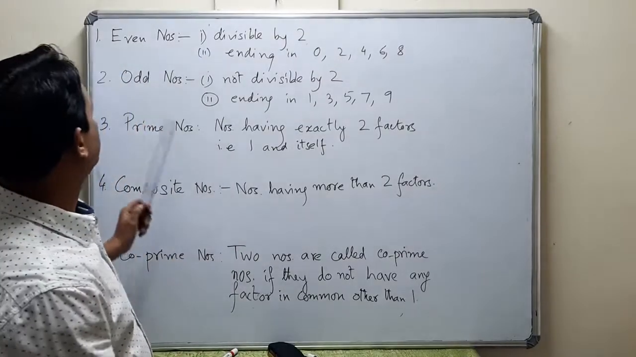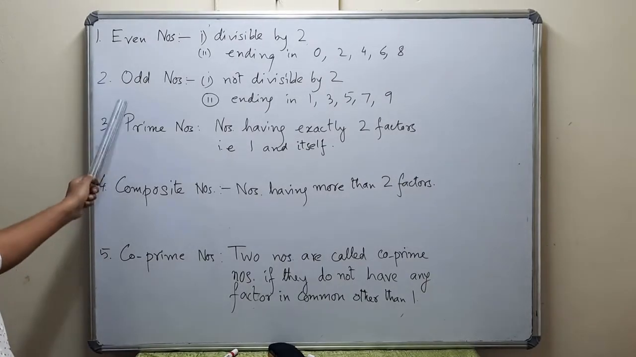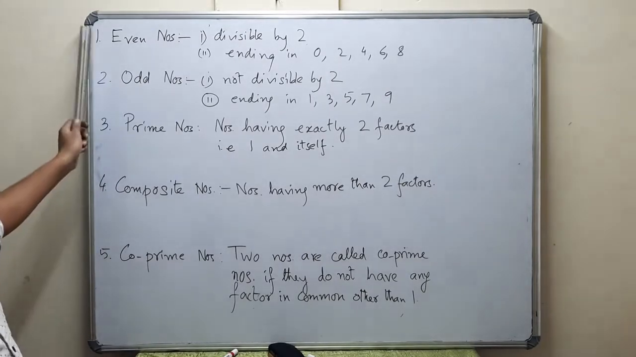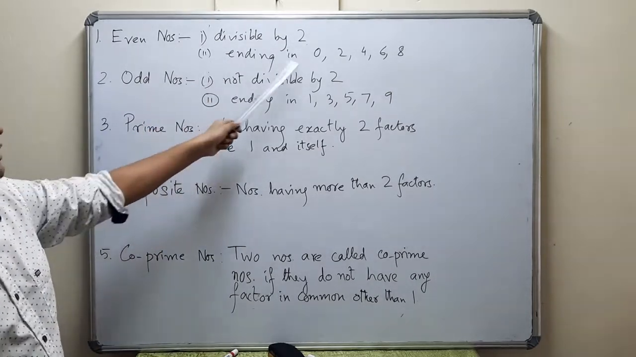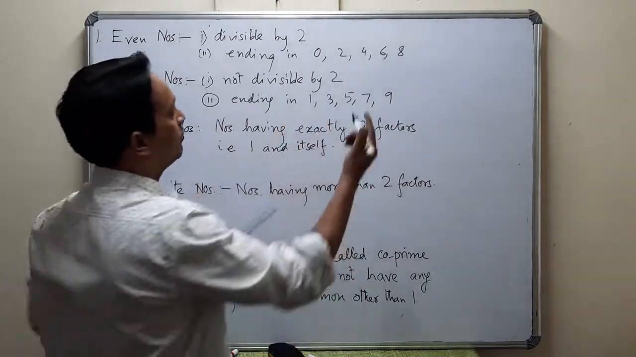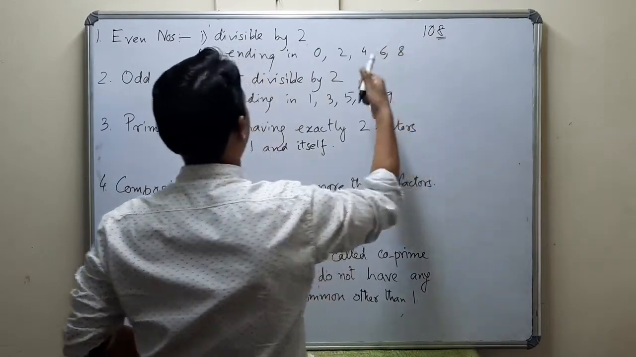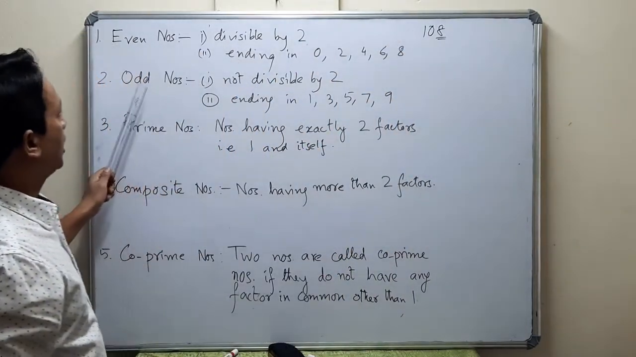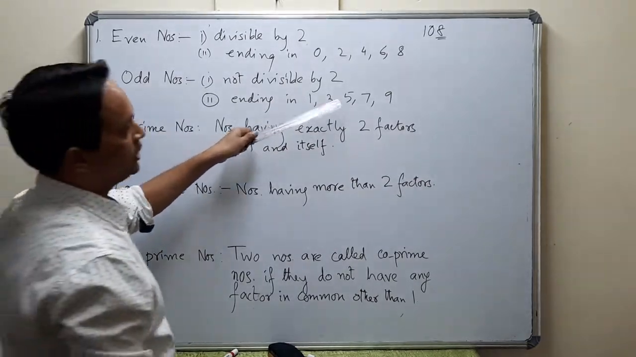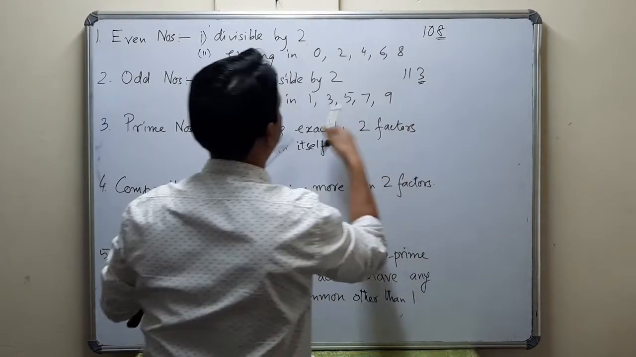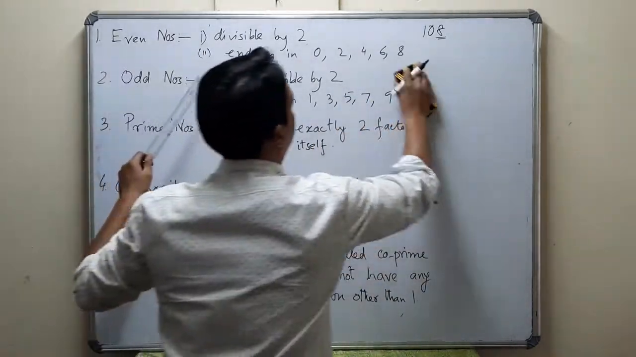Now let's see some common numbers which you come across in maths every now and then: even numbers, odd numbers, prime numbers, composite, co-prime. Even numbers are all those numbers which are divisible by 2, or the numbers which end in 0, 2, 4, 6, 8. For example, 108 ends in 8, so it is an even number. Odd numbers are those which are not divisible by 2 and end in 1, 3, 5, 7, 9. Supposing you have 113 ending in 3, it will be regarded as an odd number. This even and odd is simple.